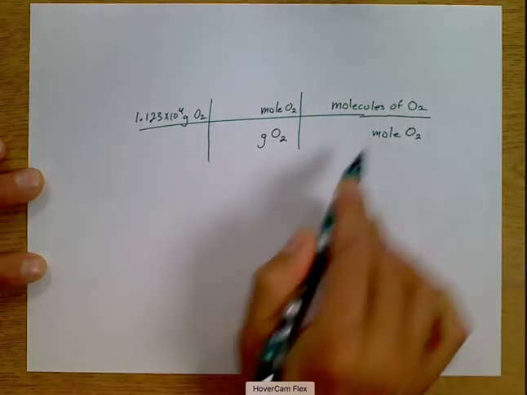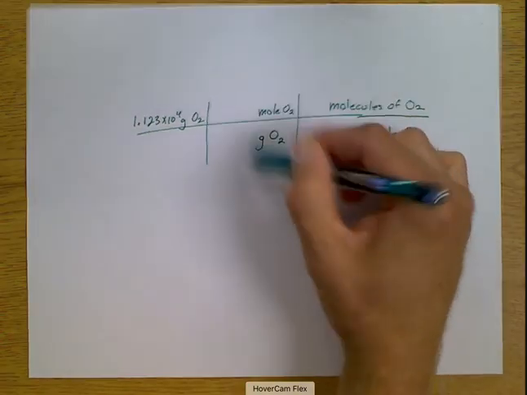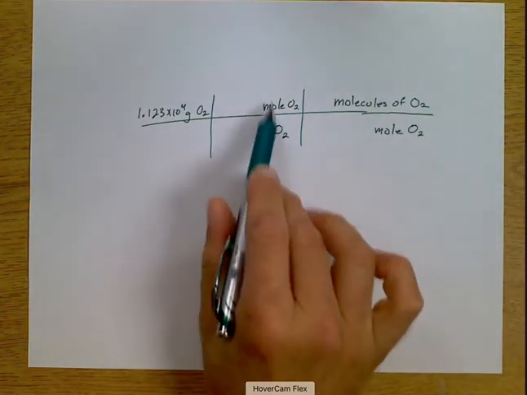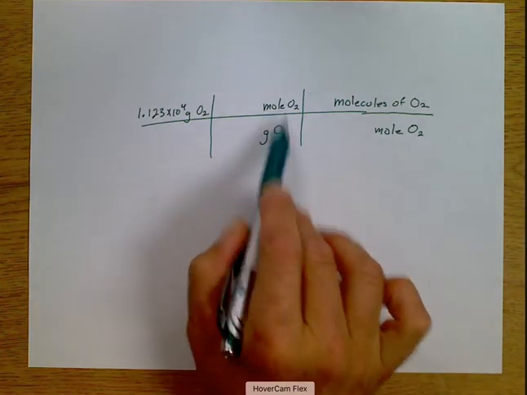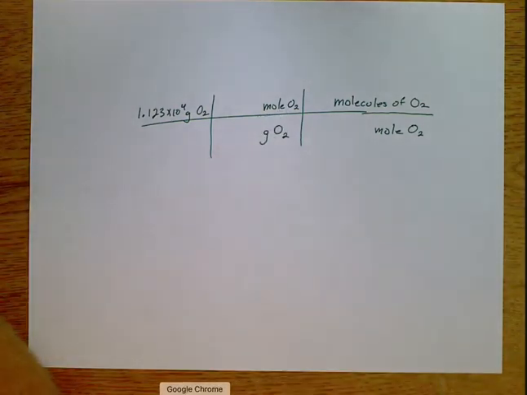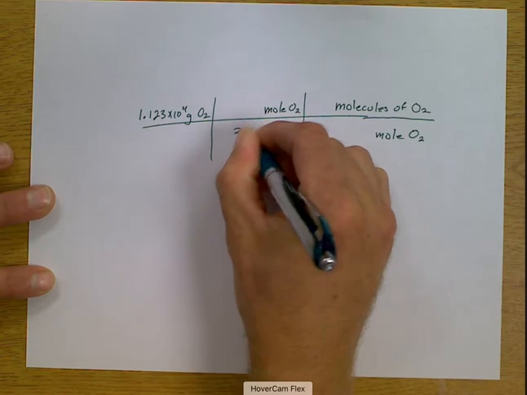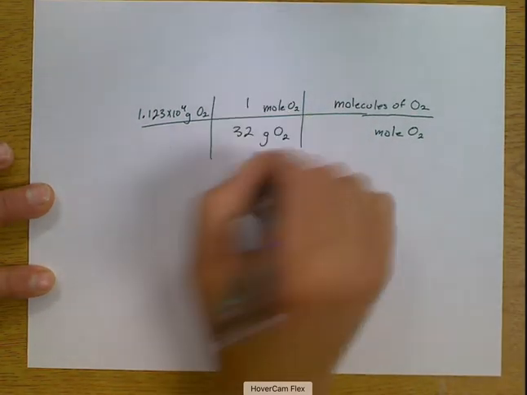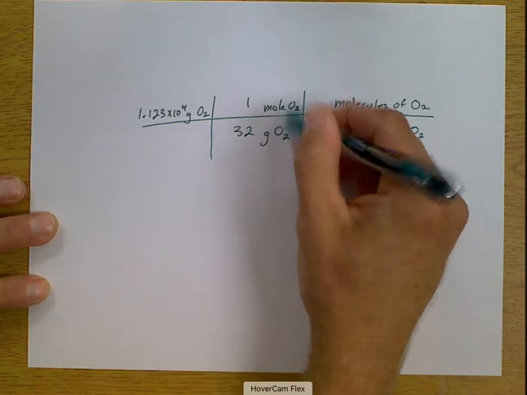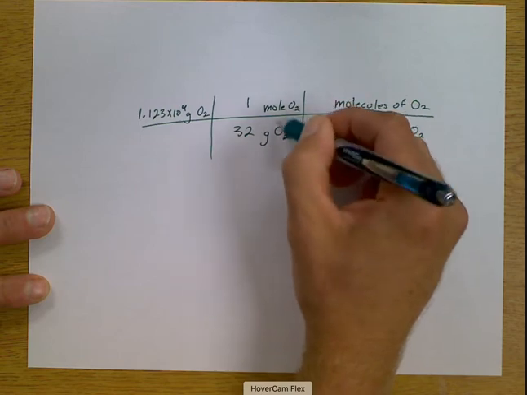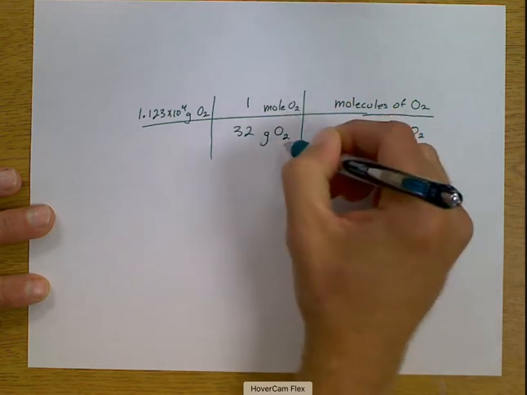Now the next bit of the process is just to fill in each of these conversion units. So I'm going to go back and look at how to fill this in. I have grams of O2 and moles of O2. Let's go back to the chart, and it says that 32 grams of O2 equals 1 mole. These always have to equal each other. Whenever you're filling in these conversion units, they always equal each other. They have to be exactly the same. So 1 mole is exactly 32 grams of O2.